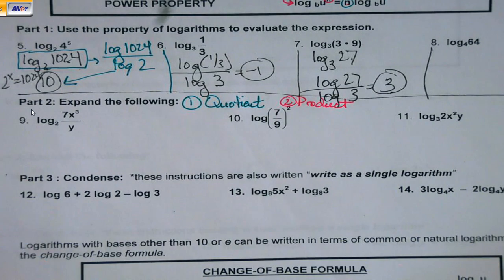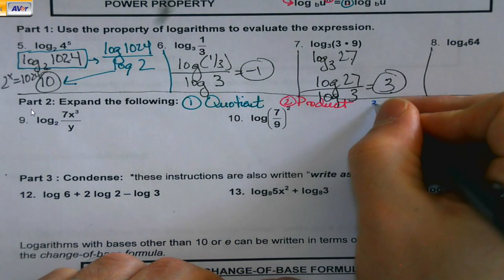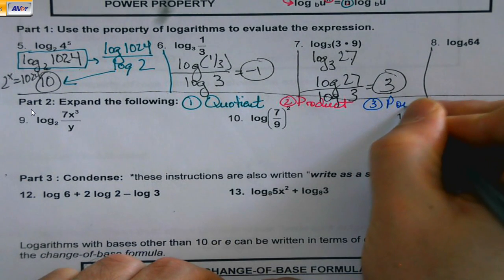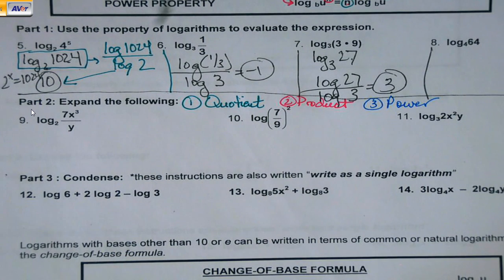Our product property second. And our power property third. And I've got my reasons for doing them in this order. It keeps us from running into confusion on what I can do and what I can't. Is it possible to do it some other ways? Yes, but it's definitely not as easy.